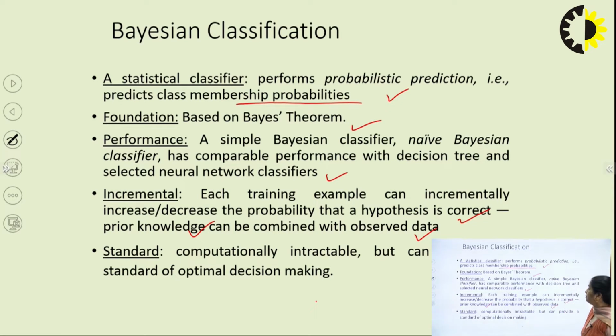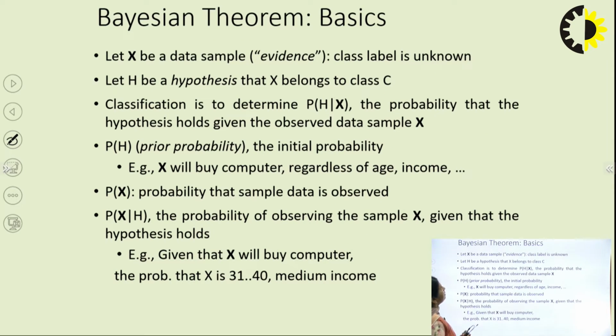A very important point about Bayesian classification is that, although it is computationally intractable, it provides us optimal decision making. We get optimal classification results with the Bayesian classification method. It is comparable to very good methods like neural networks. In this, we use the Bayes theorem, which is used for conditional probability.